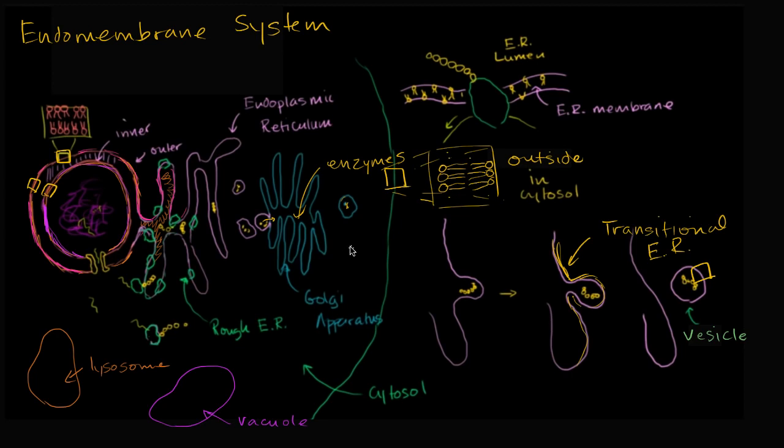Now, those aren't the only parts of the endomembrane system. You have things like vacuoles, which are membrane-bound organelles in a cell. In plant cells, a vacuole can be used for storage. It could be used for structure. Vacuoles can get quite large, and they can give the structure of the actual plant.